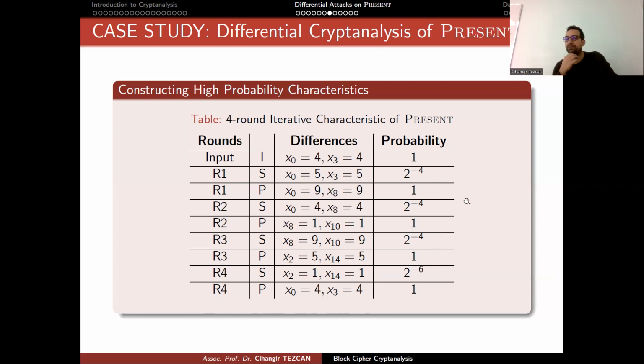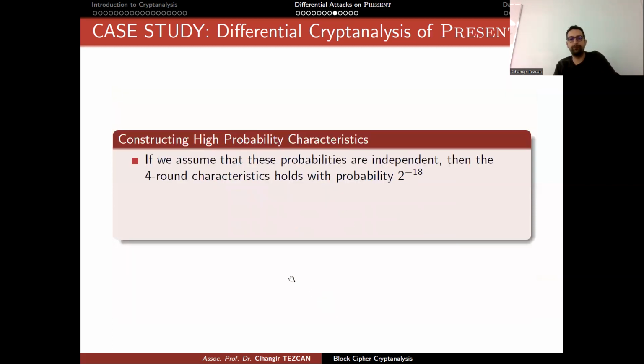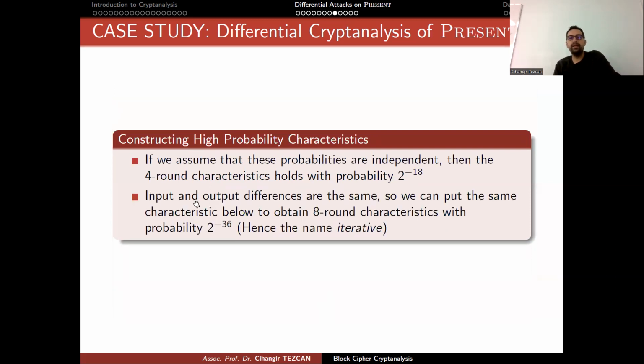Okay. So this means that if you take 2 to the 18 inputs, most probably only one of them will have this output. But if you take more input pairs, then you will expect to see this output more times. So if we assume that these probabilities are independent, then the 4-round characteristic holds with probability 2 to the minus 18. Input and output difference are the same in this example.